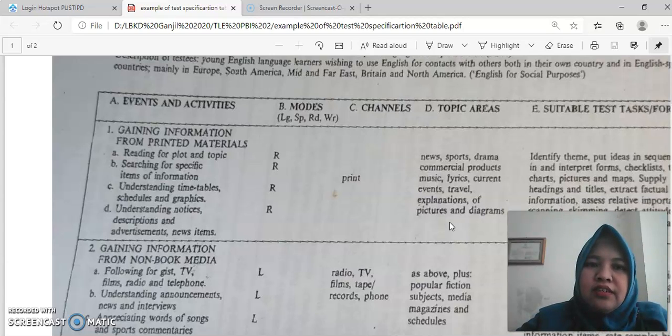And how about the format? Because reading is an objective test, the test format must be in the form of an objective test format. What are they? It can be multiple choice items, true false items, or gap filling, or matching test items, something like that.